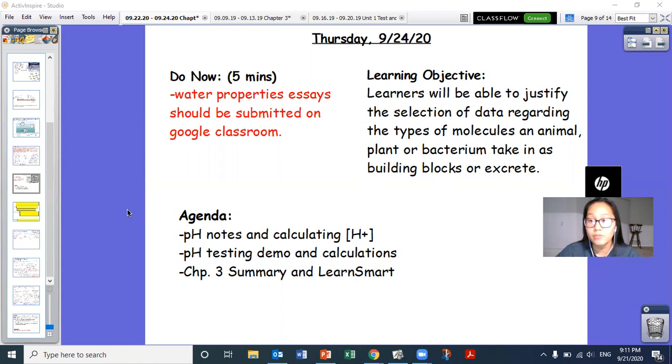Just a heads up, after Chapter 3, we're done with Unit 1, which means that we're going to be having a test. So in about another week, we're going to have a test on all of these subjects that we've been talking about so far. So it's always a good idea to look over your notes if you're ever unsure about anything or ask questions.